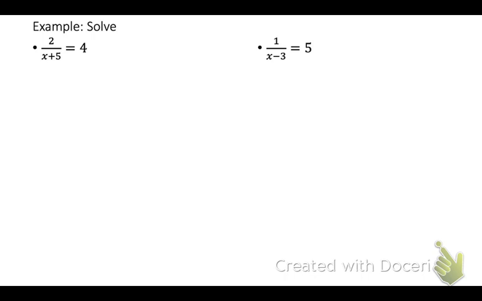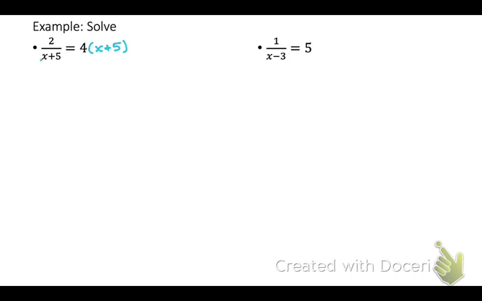Okay, so how do I start? I don't care if it looks funny, if it looks bad, if it looks horrible to you. How do I have to start? Yes? No? You multiply x plus 5 over 4. Yes. We have to multiply both sides by the x plus 5. So we have x plus 5.